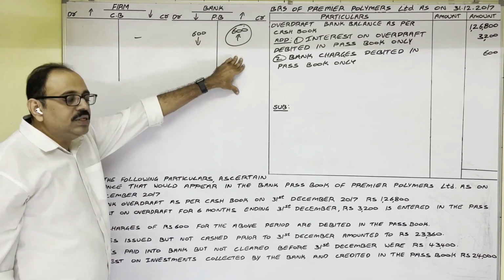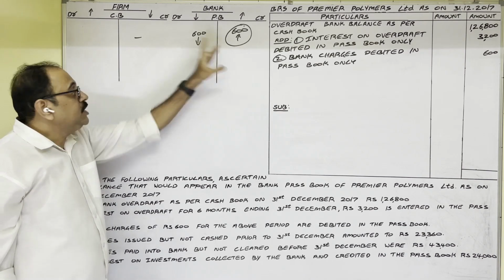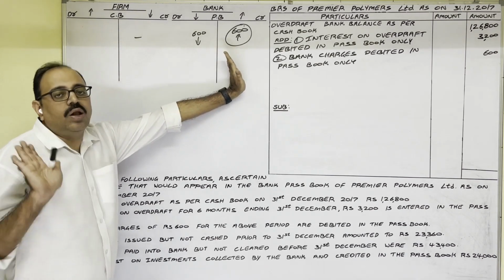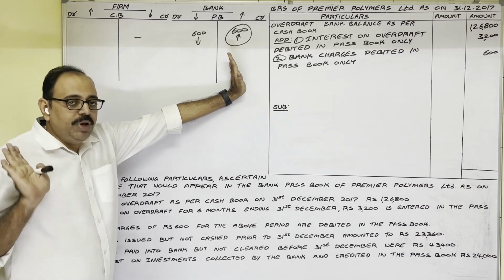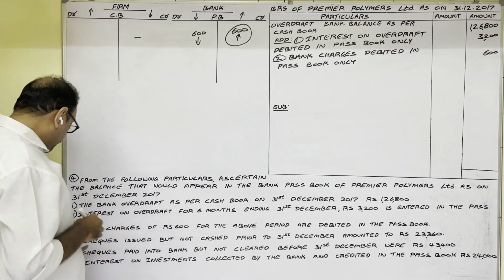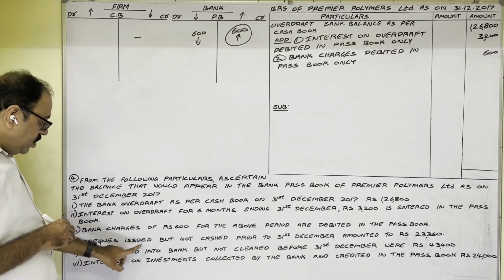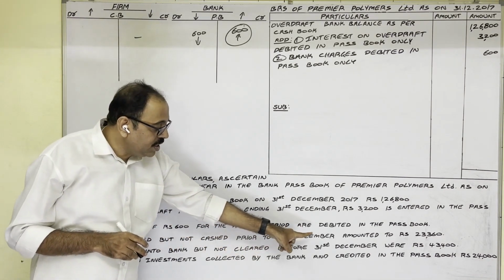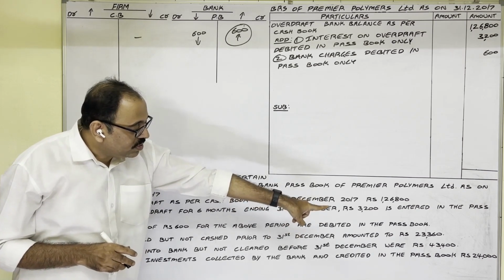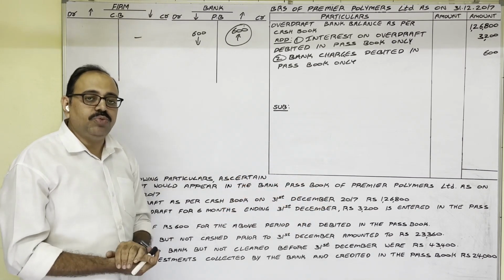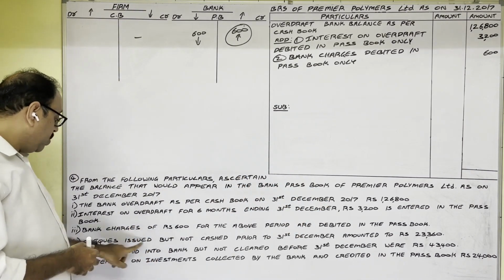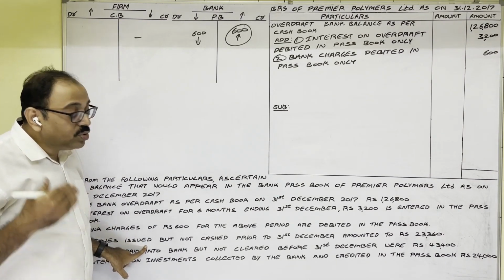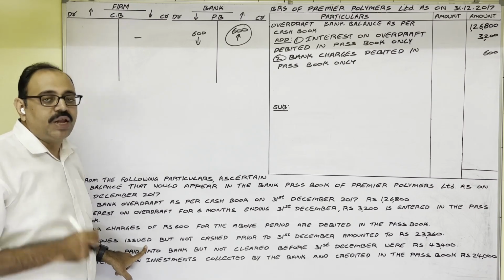So passbook balance is given in the question. As per cash book, what happened, that only we should do in passbook also. Only this point we have to keep in mind. Next, fourth one, checks issued but not cashed prior to 31st December amounted to 23,360 rupees. Checks issued. So we have to pay 23,360 rupees to one supplier.